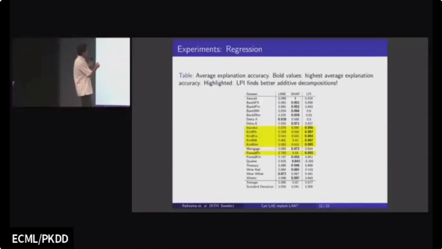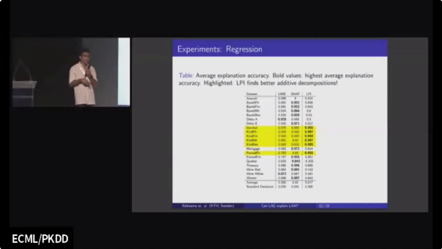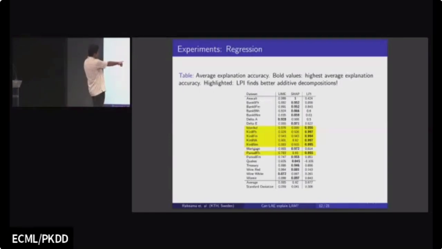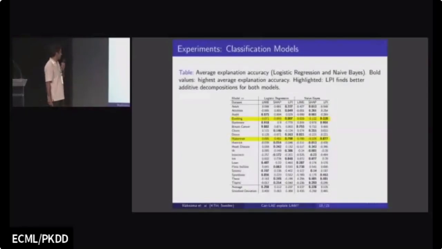The yellow data sets are the ones where LPI, that is non-additive, is beating the performance of the additive models. I talk about this a little bit later. But if you see the average over 20 data sets, they're pretty decent, actually. I would say they pass the sanity check for linear regression.